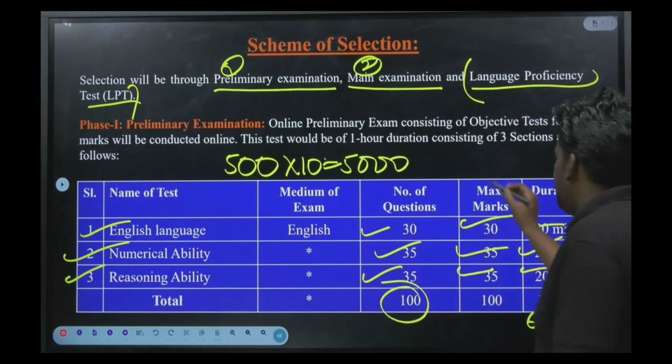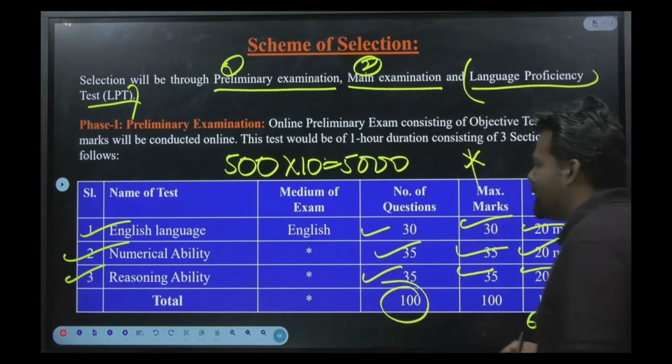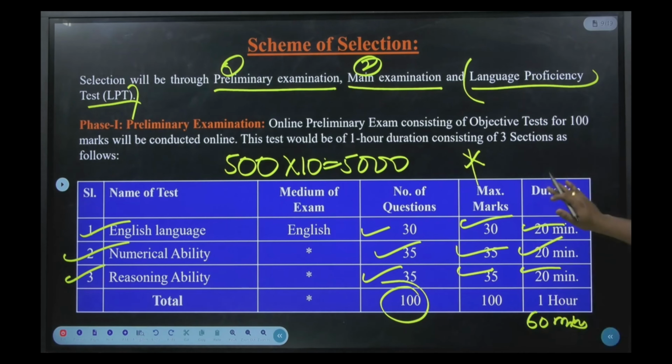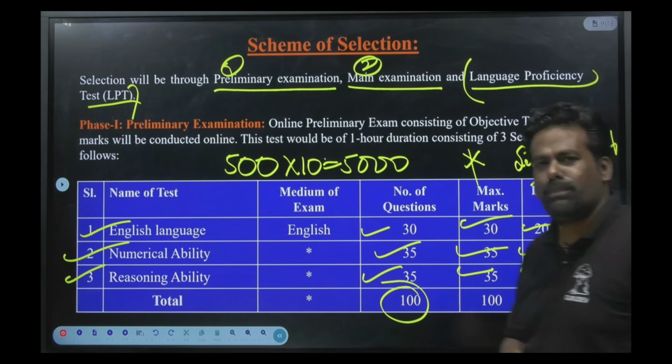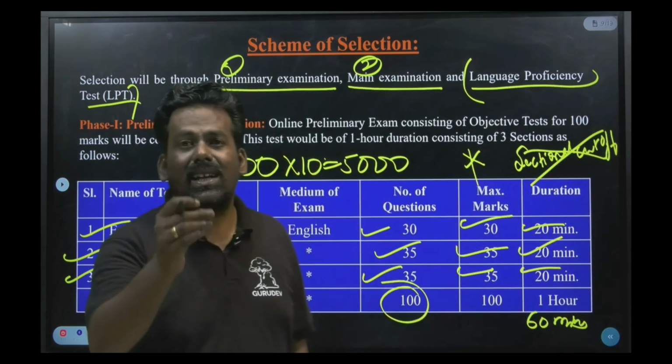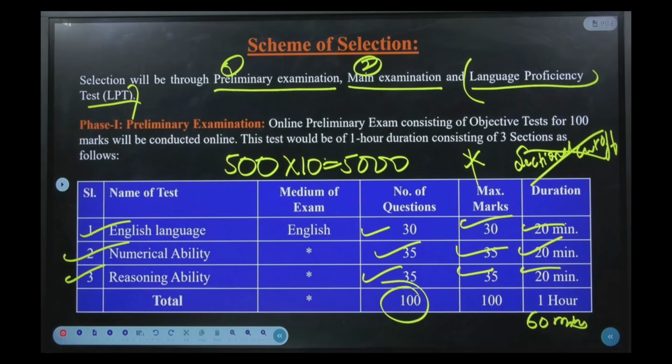And here is one important note point, a star point: you have sectional timing here, and after every 20 minutes you have to go to the next subject, okay? But here there is no sectional cutoff, okay? There is no sectional cutoff, as simple as that. So this is an extra advantage which you have in SBI recruitment, for any kind of post.